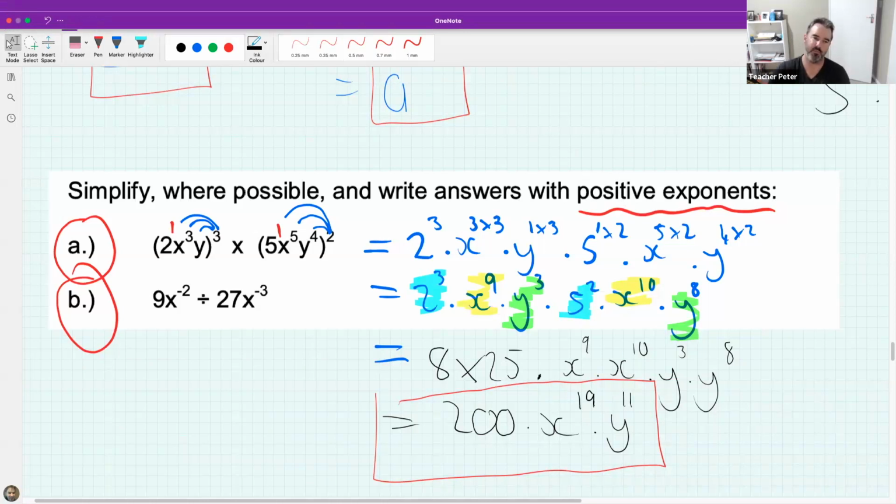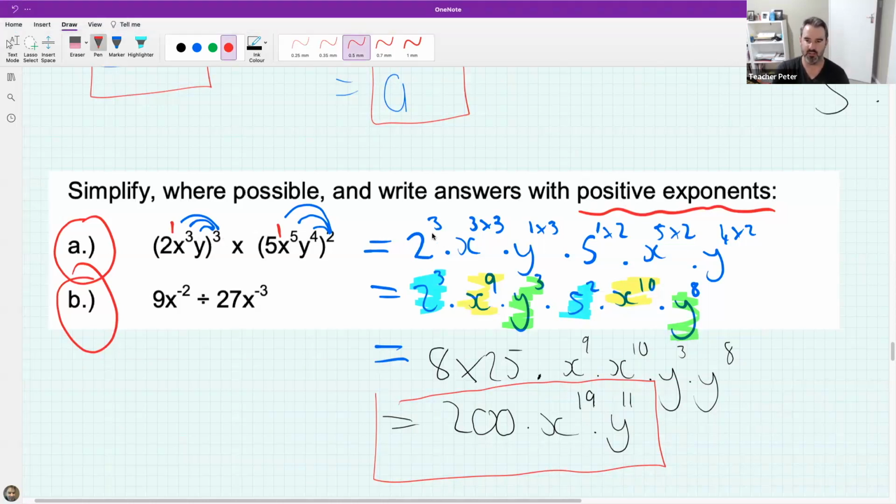So really the 3 steps were multiplying out the brackets, simplifying, and then moving things with the same base next to each other. So let's see if you can do this next one here, if there are no questions about A.